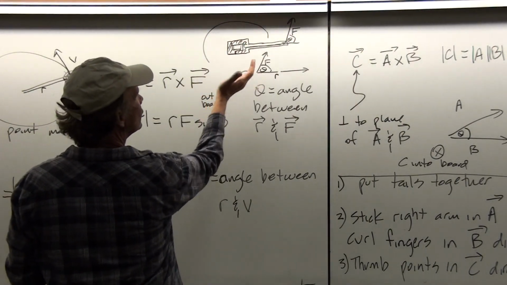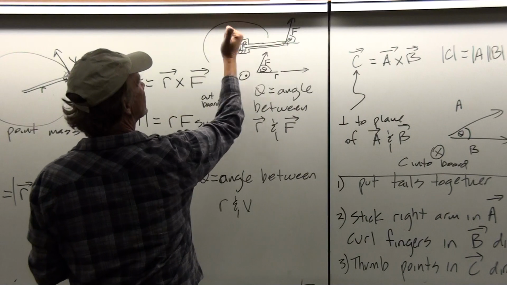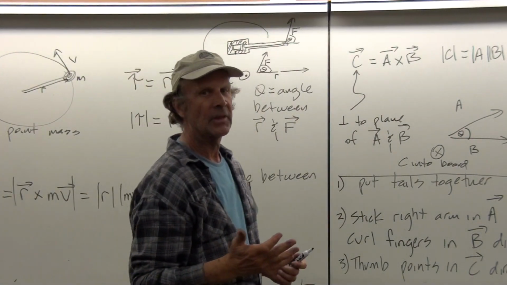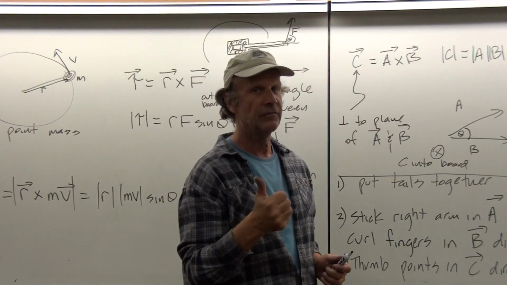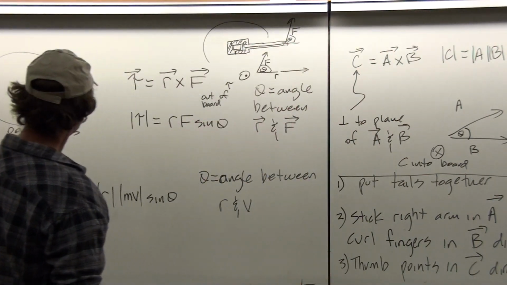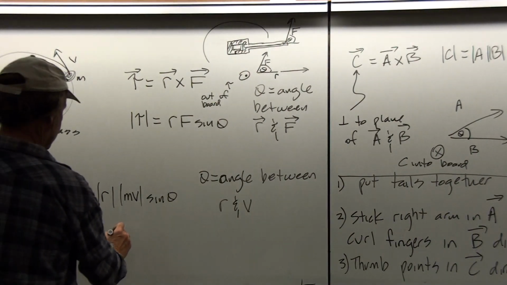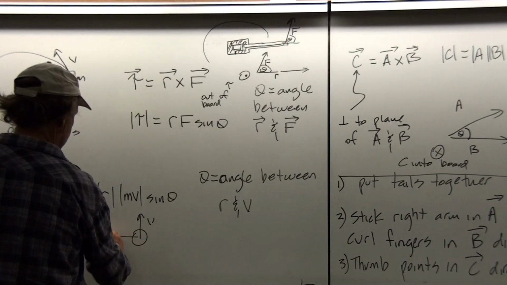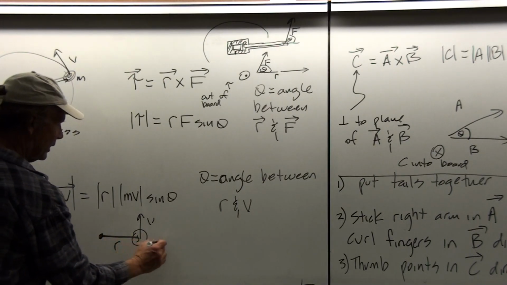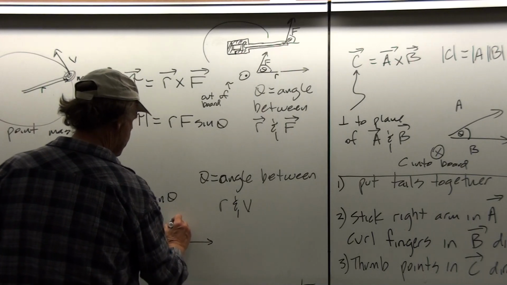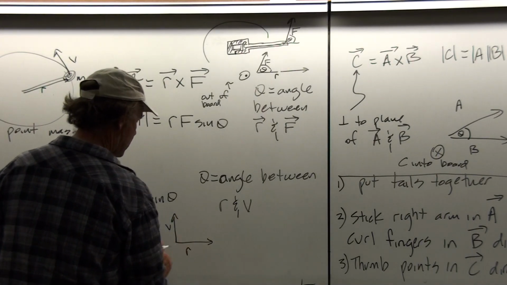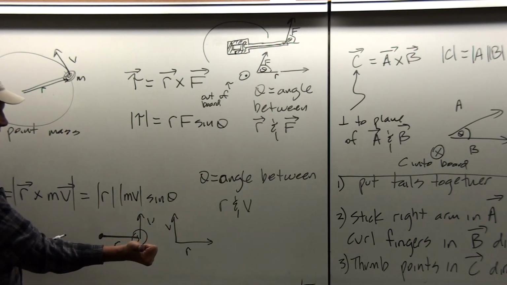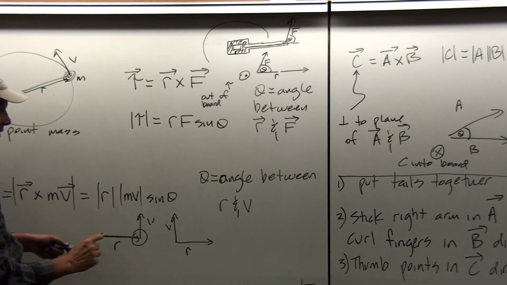Notice though that when I curl my fingers in the direction that the object's going, that also gives me the same direction for the torque. And this is also true of the angular momentum. If I've got something that is moving like this, v, this is r, and then I go r cross mv, like this, then the direction of this rotational axis is going to be out of the board.